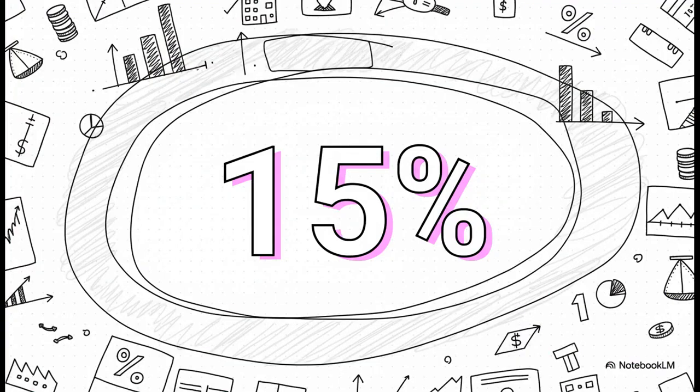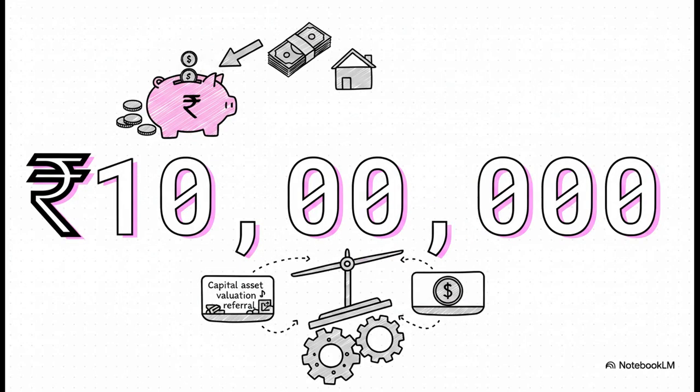The first number you absolutely need to remember is this one, 15%. This is the percentage threshold. And the second key figure is 10 lakh rupees. This is the absolute value threshold. So the question is, how do these two work together?